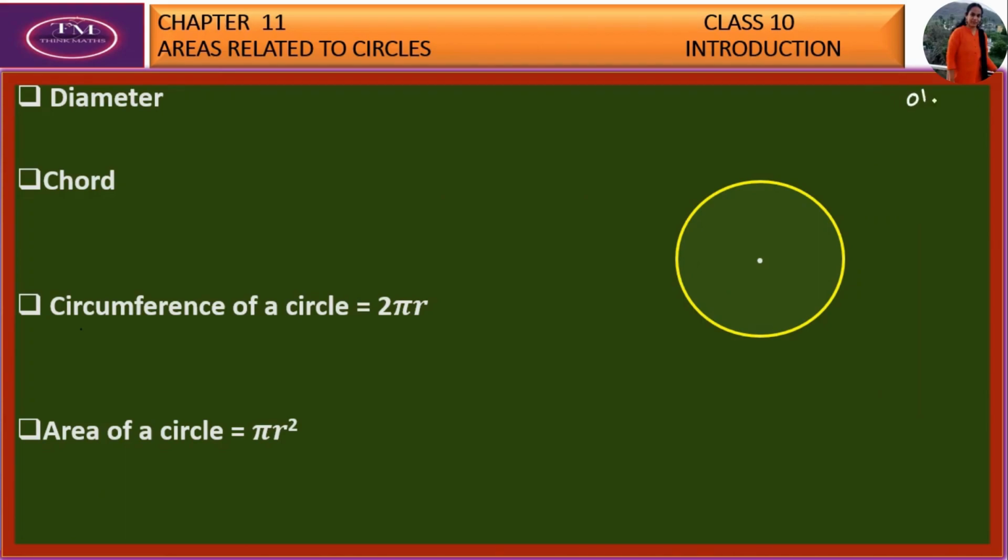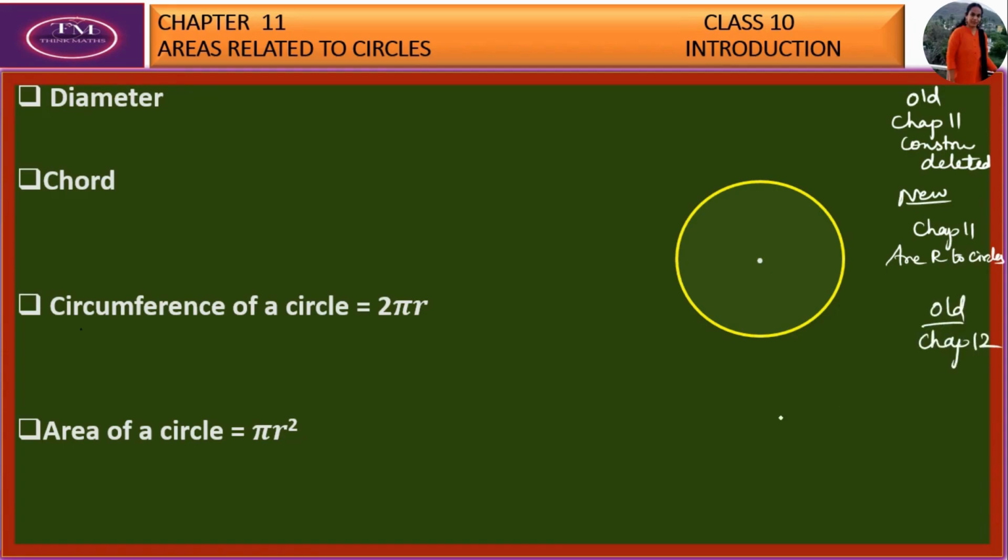As per the old book, chapter 11, construction, is completely deleted. So in the new book we have chapter 11 as areas related to circles. Okay children. So as per the old book, chapter 12 is areas related to circles, and in the new book this jumped to chapter 11.